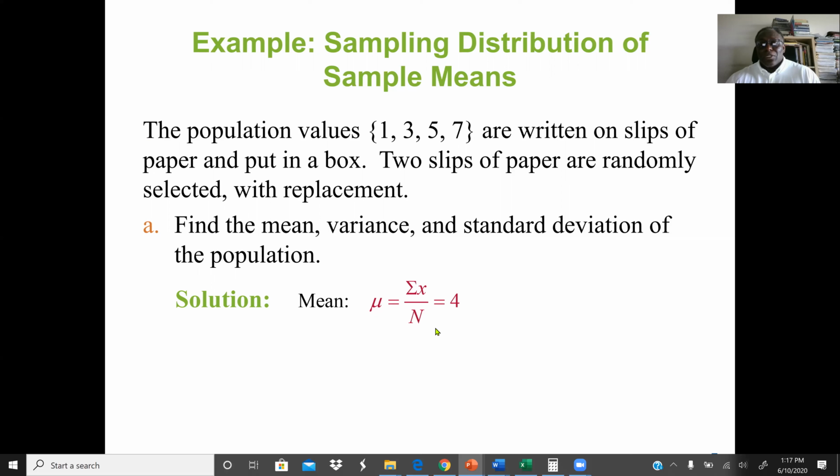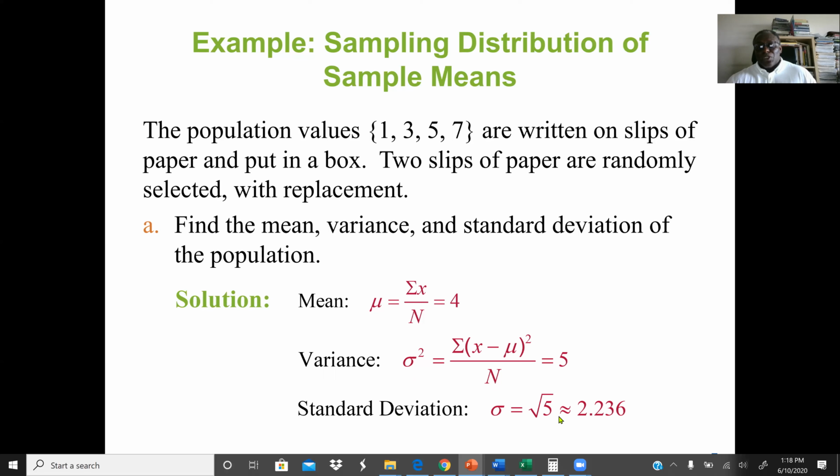Then to find the variance, we subtract the mean from each value and square. So it will be (1 minus 4) squared plus (3 minus 4) squared plus (5 minus 4) squared plus (7 minus 4) squared. That's the formula here. Then we sum all 4 values, and when we have finished, we divide by the population size, which is again 4. That will give us 5, and this is the variance. Now to find the standard deviation, it is the square root of the variance, so the square root of 5 gives us 2.236.